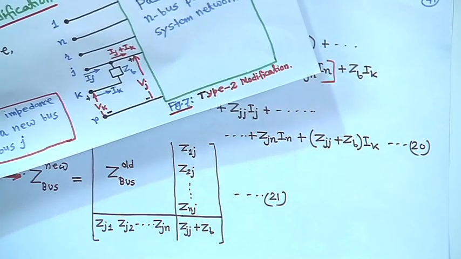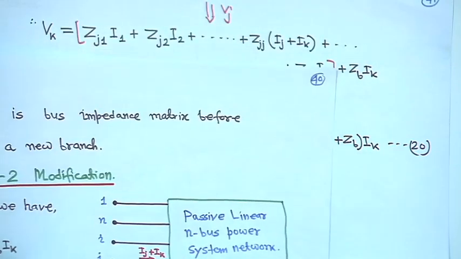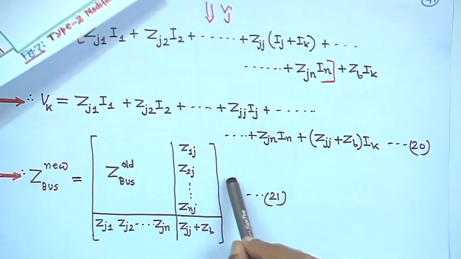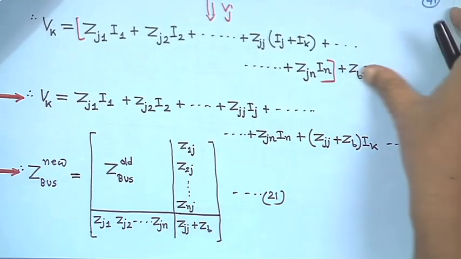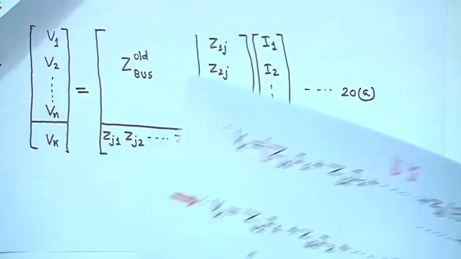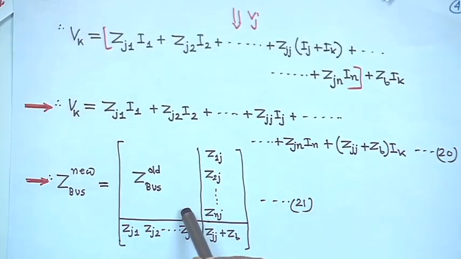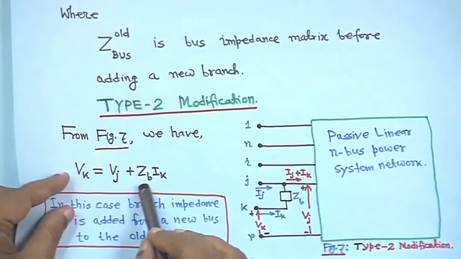That is why I was writing this one. Just hold on. This is your Z bus new, with Z bus old inside it. So, only from this equation, the Vk-th equation will be added, and then you simplify.